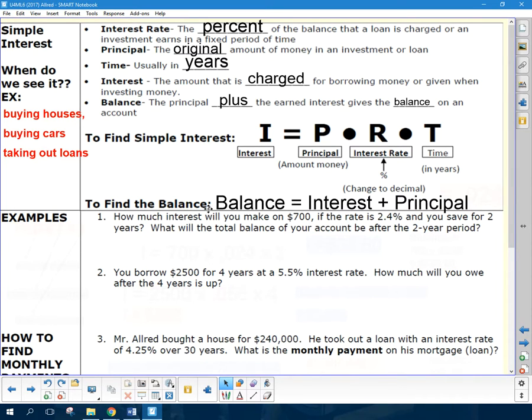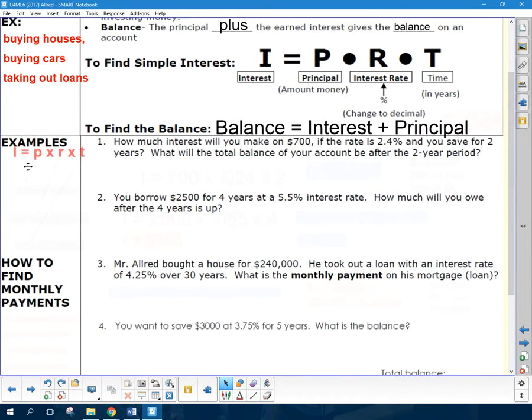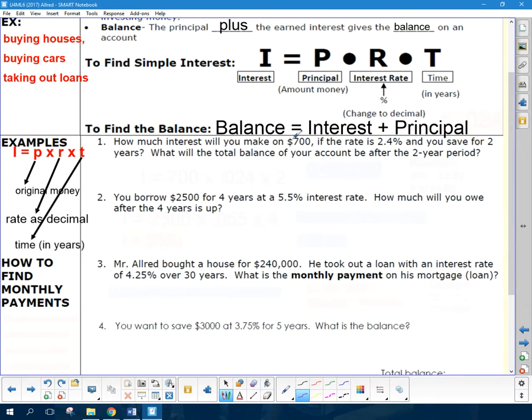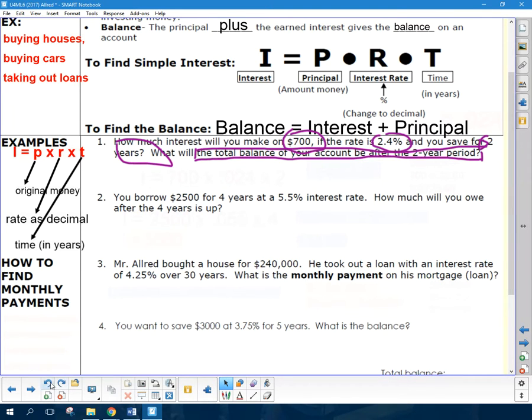All right, here's some examples. Again, we're going to use this formula where I equals P, the principal, the original amount of money, times R, the rate as a decimal, times time. So here we go. How much interest will you make on $700 if the rate is 2.4% and you save for 2 years? What will the total balance of your account be after the 2-year period? So we boxed in the question, the total balance of the account after the 2-year period.